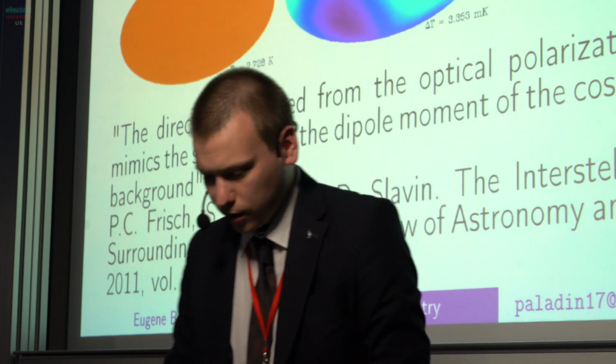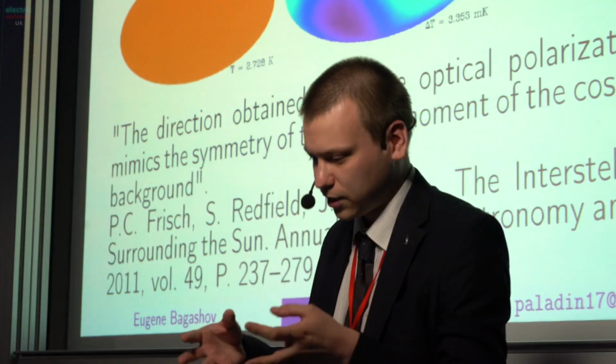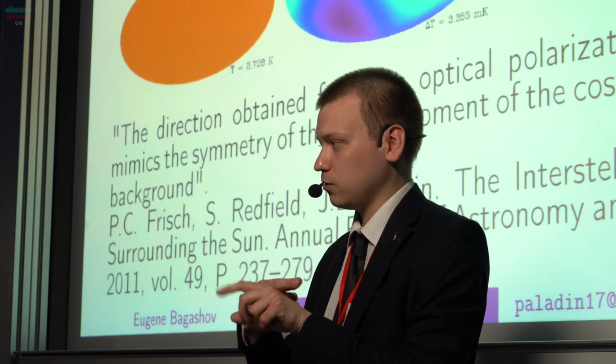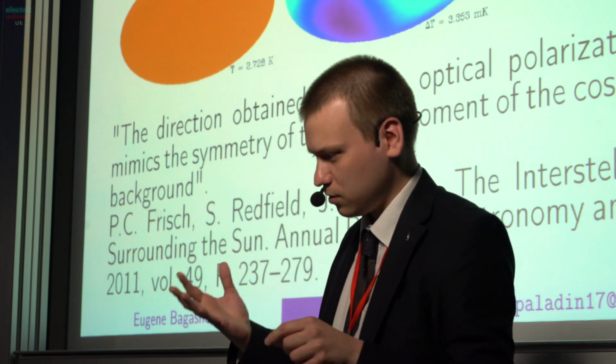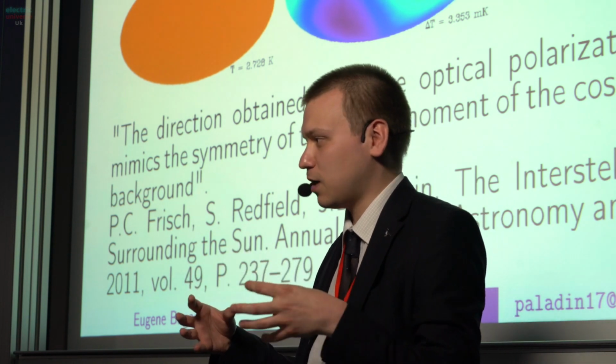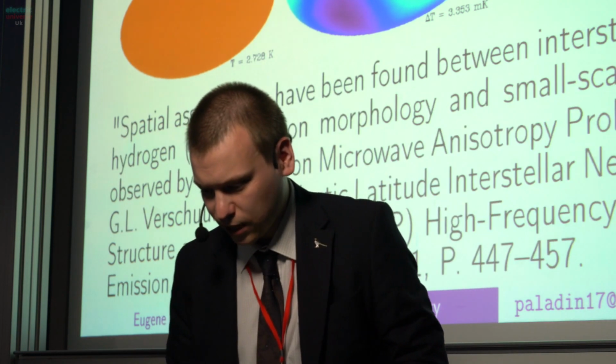So in this paper, the authors state that the direction obtained from optical polarization data mimics the symmetry of the dipole moment of the cosmic microwave background. Now, the direction that they talk about here is actually the direction of the interstellar magnetic field. And I can actually tell you exactly how it's oriented. It's perpendicular to the dipole of the cosmic microwave background. And this might be something to study, like maybe the dipole of the CMB is actually not related to cosmology at all. It might be related to our local interstellar environment.